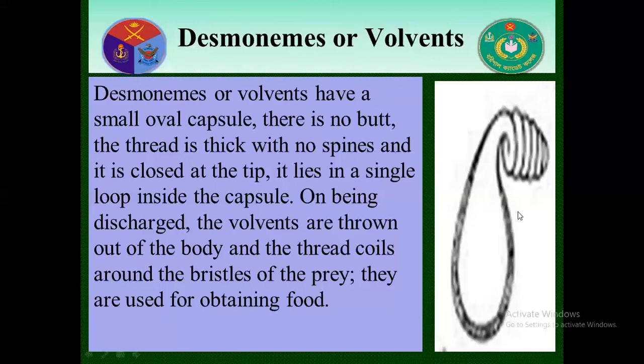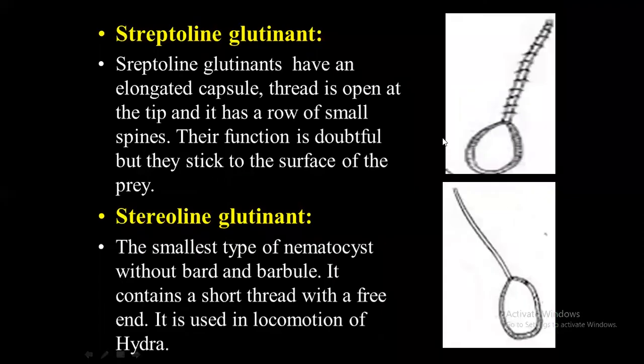Now streptoline glutinant. Streptoline glutinants have an elongated capsule. The thread is open at the tip, and it has a row of small spines. Their function is doubtful, but they stick to the surface of the prey.